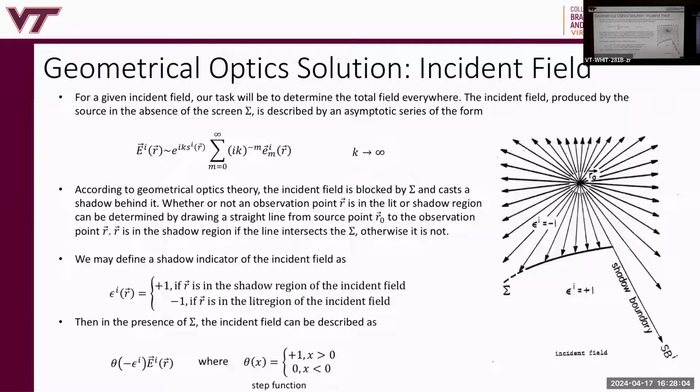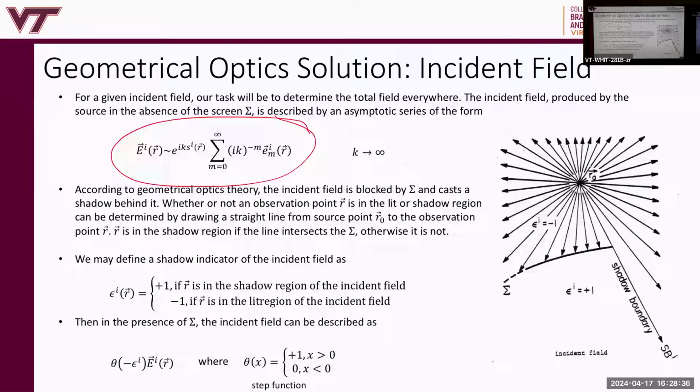Now we're going to get into putting everything together that we've learned to solve geometrical optics problems and to calculate reflections from surfaces. So for a given incident field, our task will be to determine the total field everywhere. All right? The incident field produced by the source in the absence of what we're calling the screen sigma. So here's some metallic, perfectly conducting screen, and we're going to call that sigma, is described by the asymptotic series of the form of Luneburg-Kline, right?